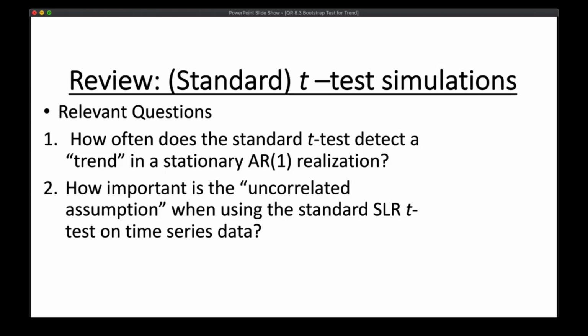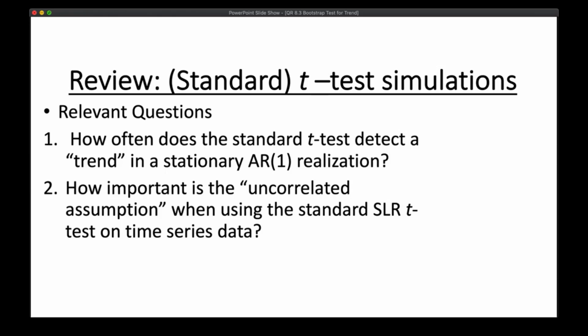And remember that we talked about the standard t-test simulations, and the relevant questions were, how often does the standard t-test detect a trend? I put that in quotes because it's not a real trend in a stationary AR1 realization, which we discussed back in that video. If it's stationary, there is no time-dependent trend. We know that. So the question is, how often does the standard t-test incorrectly say that there is? That would help us then know how important that uncorrelated assumption was whenever we first learned about the standard t-test, SLR standing for simple linear regression.